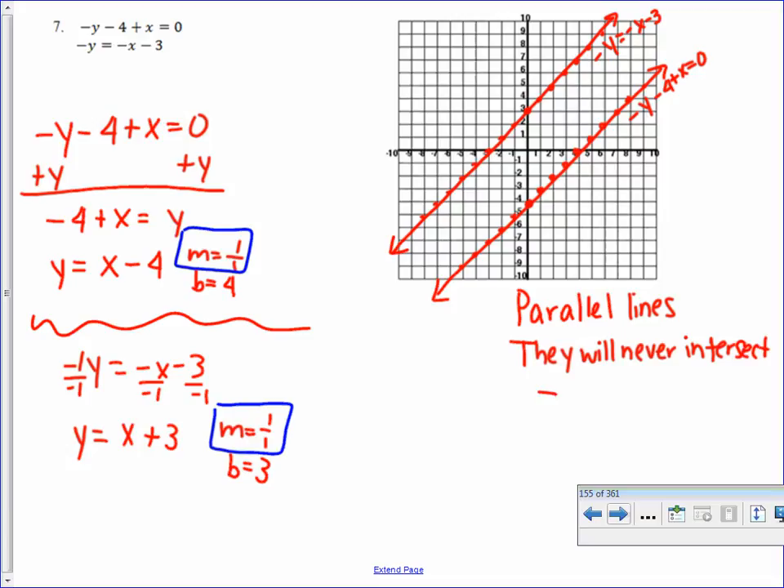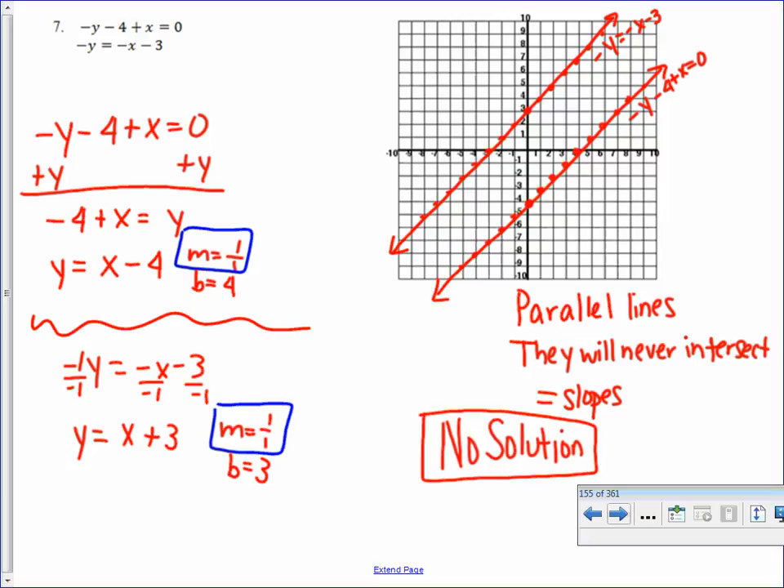They have equal slopes. So therefore, what is my solution to this system? I don't have one. My answer here is going to be no solution. I do not have a point of intersection. Therefore, I do not have a solution that will satisfy both equations.